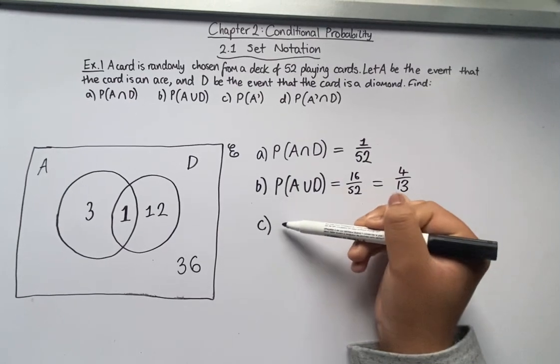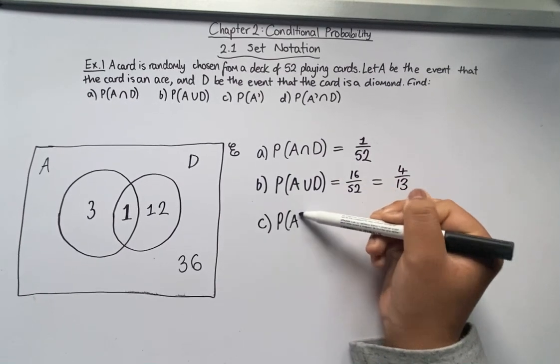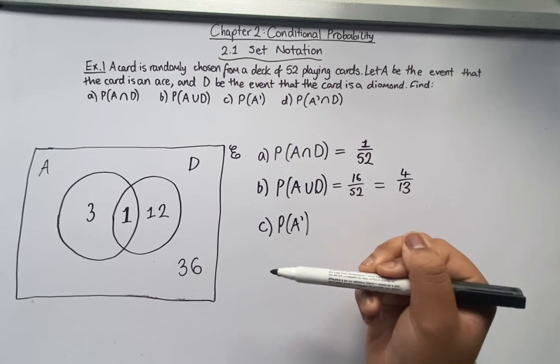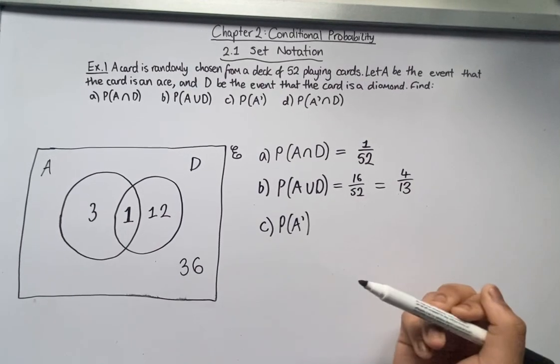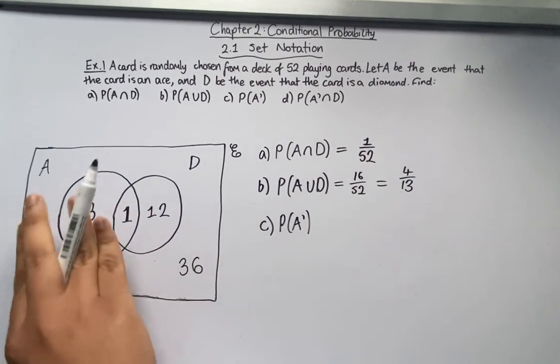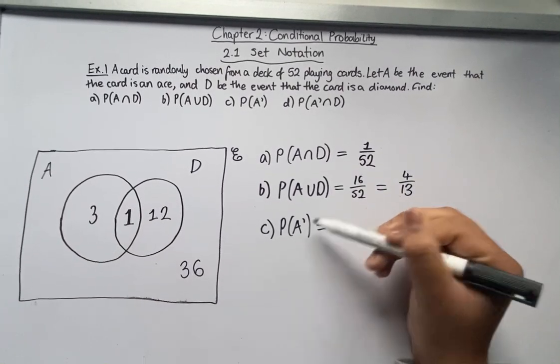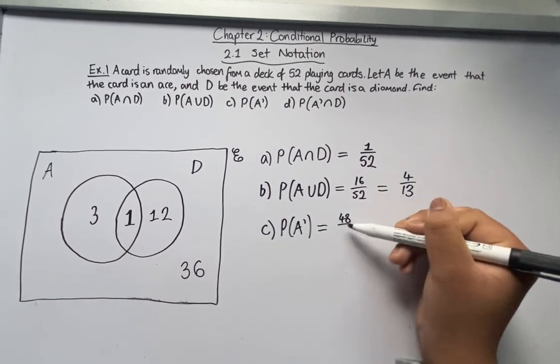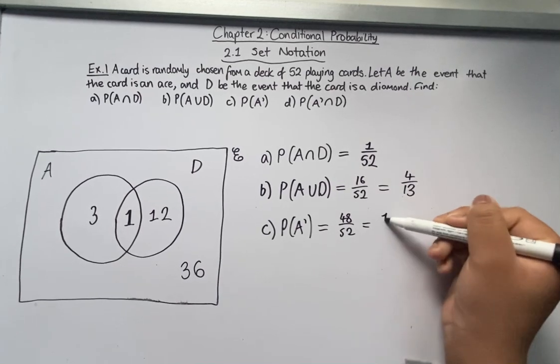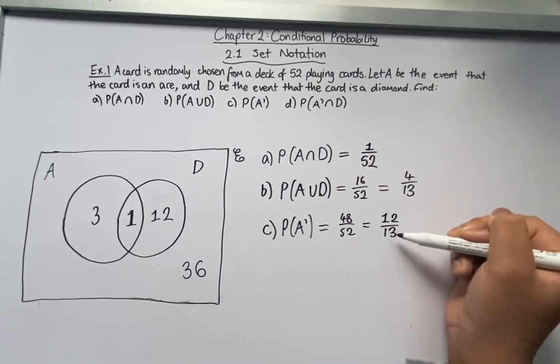For part C, the probability of not A, the event not A just represents that the card is not an ace. So we ignore all 4 of these options, which gives us 48. So the probability of not A will be 48 over 52, which we can write as 12 over 13.